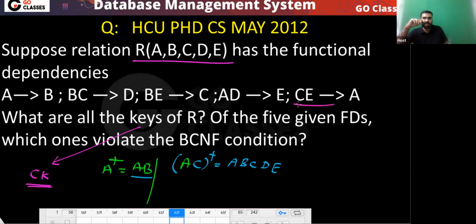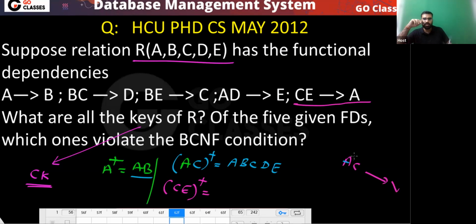Now if someone can determine A, that also I should put, agree or not? If someone can determine A, because AC can determine everything. See, this AC is saying that I can determine everything.